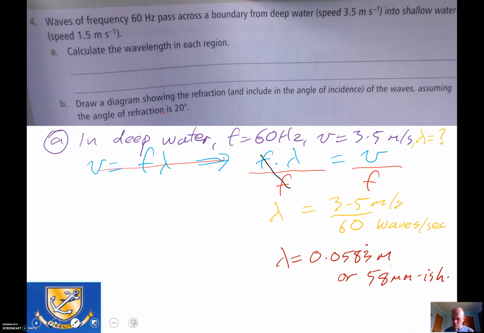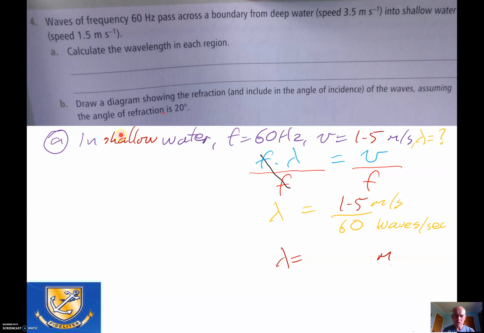Now what I'm going to do here looks a bit odd. I'm going to copy, paste, and then chop out the things that I don't want. So moving along, in shallow water, the frequency is still 60. The velocity is 1.5. We need to find the wavelength. Same sort of situation again. The wavelength is equal to the speed divided by the frequency. 1.5 divided by 60. Well, that's 1/40th, and that's going to be 25 millimeters, or 0.025 meters.